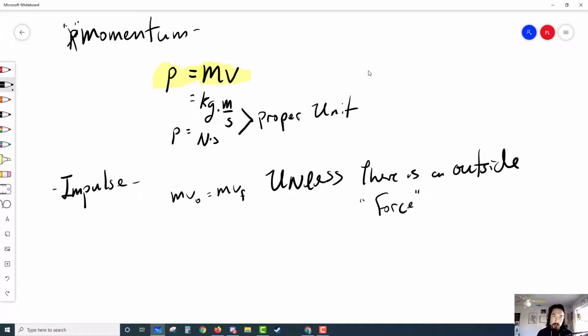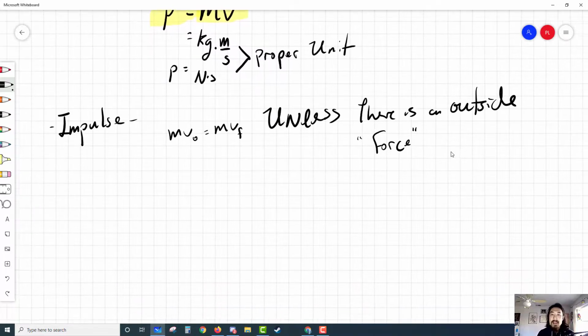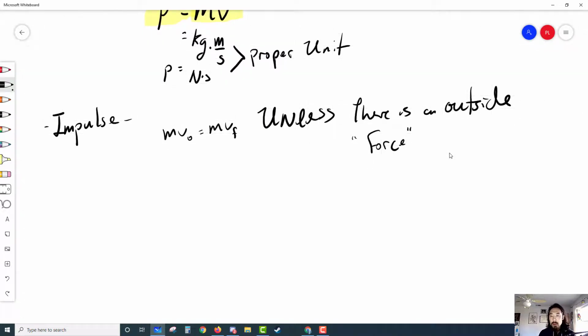A system's momentum, an object in motion stays in motion unless there's an outside force. A system's momentum can never change unless there's an outside net force that causes a change in momentum. And that cause for a change in momentum by a force is what we call impulse. So simply put, if you have a force that is acting on an object over a period of time, the object will have a change in momentum.